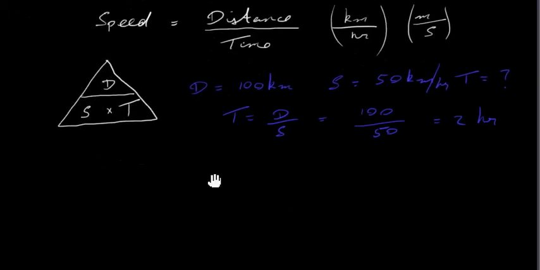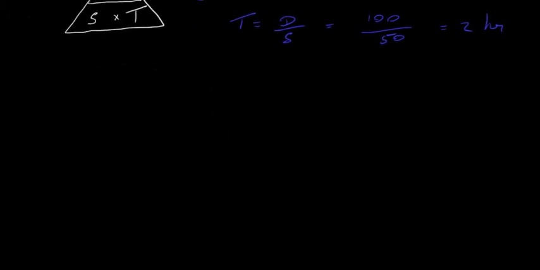Okay, so that's a very basic example. Let's have a look at another one. Let's have a look at something that travels at a speed of, let's say, 375 kilometers per hour. And let's say it takes 3 hours and 12 minutes. We want to know then what the distance will be.